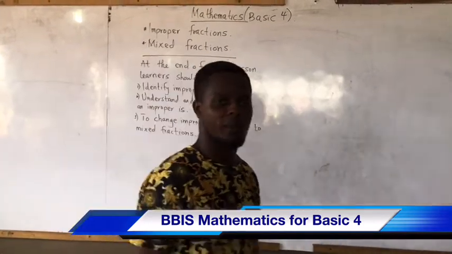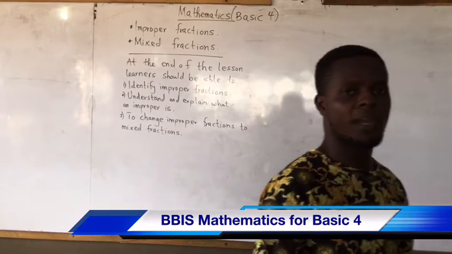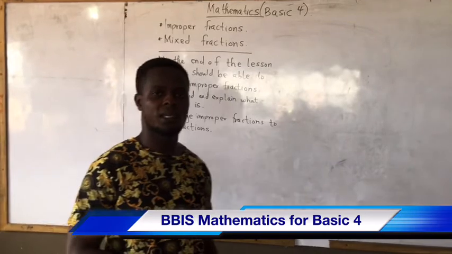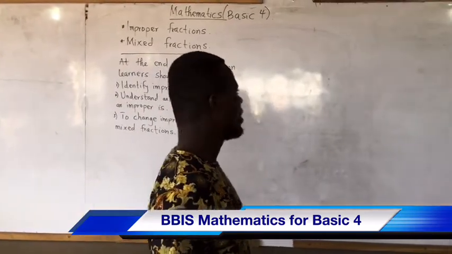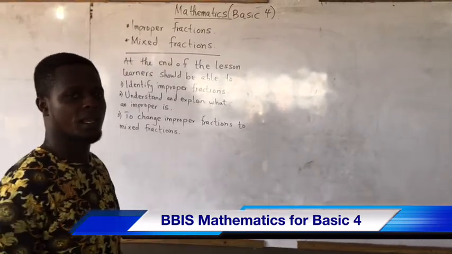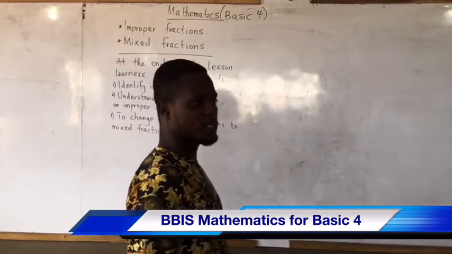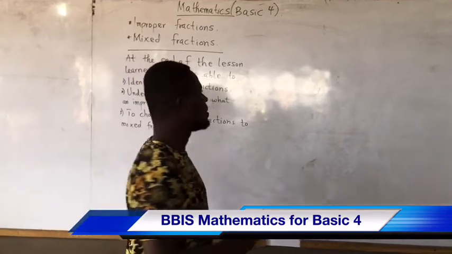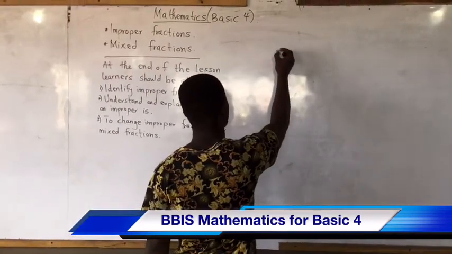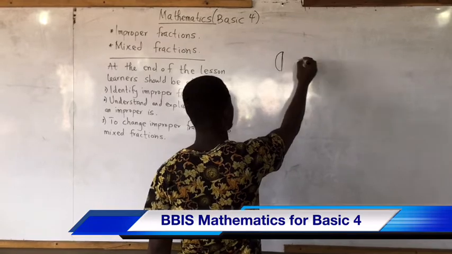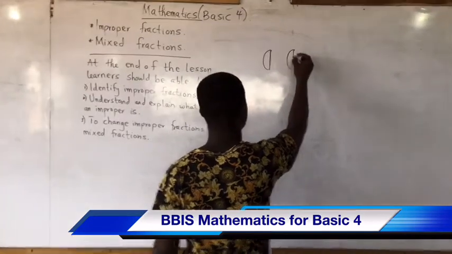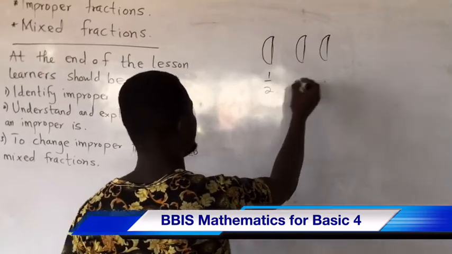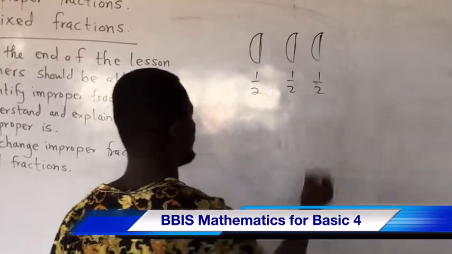What is an improper fraction? An improper fraction is a fraction where the numerator is more or larger than the denominator. To explain, an improper fraction is a fraction which is more than a whole. Let me explain. We have three friends who went to the mall to buy pizza, and each of them left half a pizza. So we have half a pizza, and half a pizza.